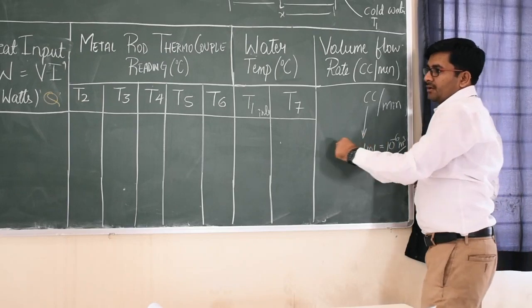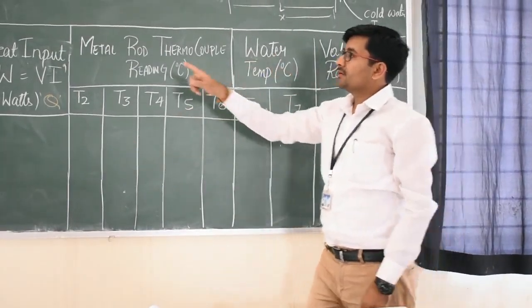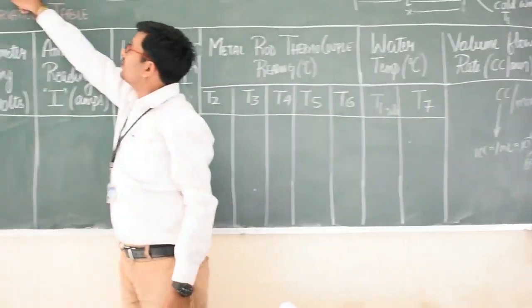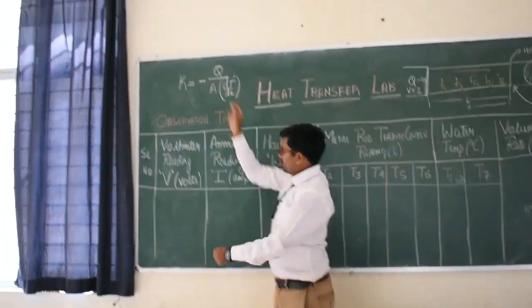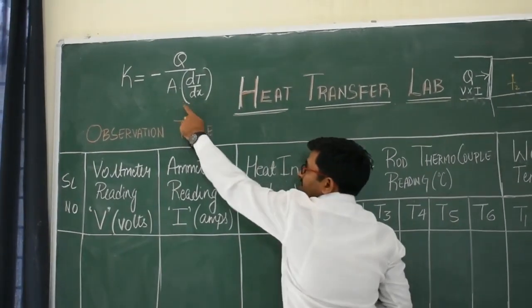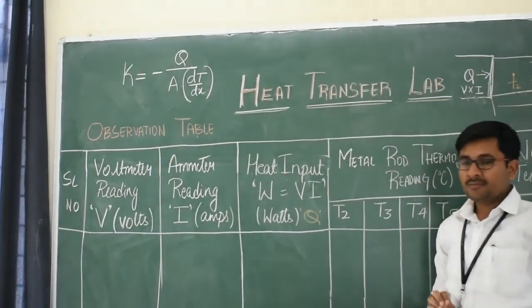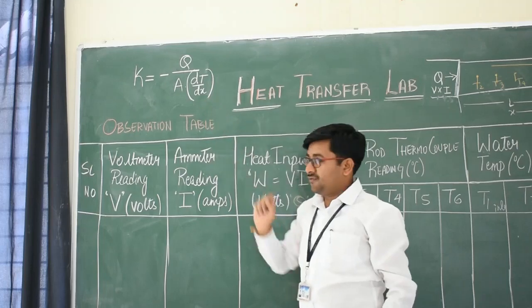Now once you observe all the data, you will calculate the thermal conductivity using this formula. Now Q is available to you, in the third column we got the Q value, and A, the cross-sectional area of the metal rod, is given. But for the temperature gradient, you have to plot a graph.